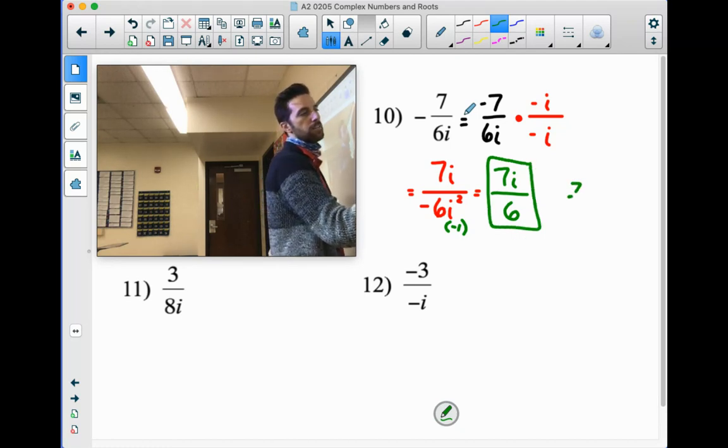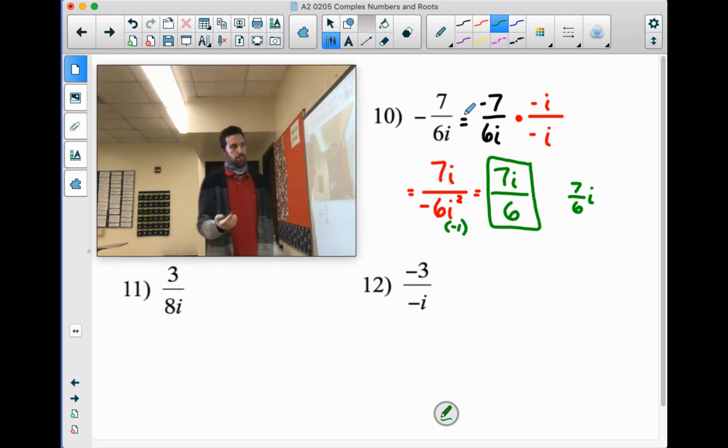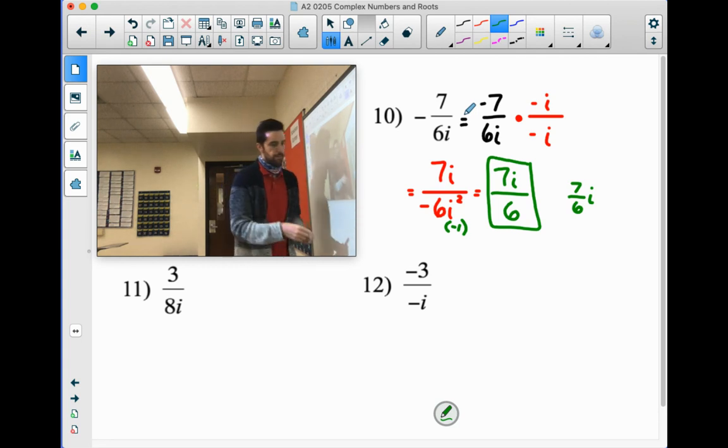Or you could write that as 7/6 i. That's how that can also be written. So if you would have done times negative 6i on top and bottom, it would reduce to that, but we're kind of saving the step of having to reduce at the end by just multiplying by that i there.